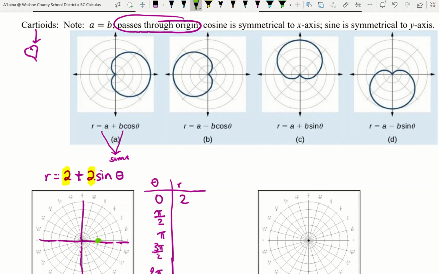Let me change the font. At pi over 2, sine of pi over 2 is 1. Times 2 is 2. Plus 2 more is 4. So in the direction of pi over 2, we will go 4. At pi, I have a sine of 0, adding to 2.